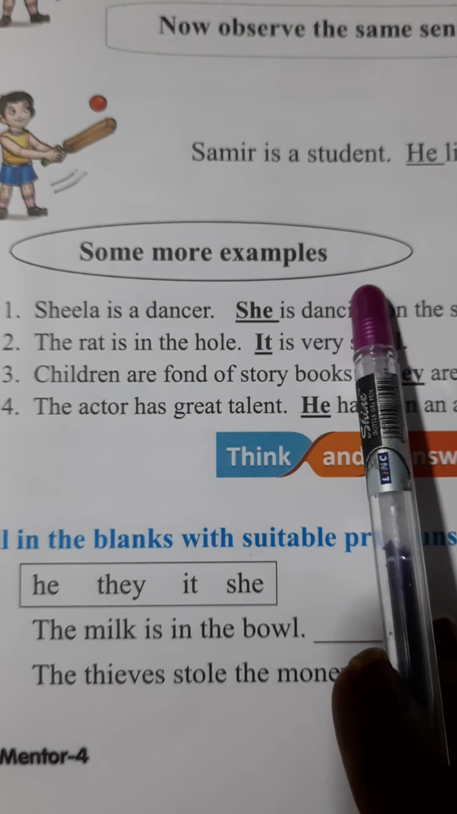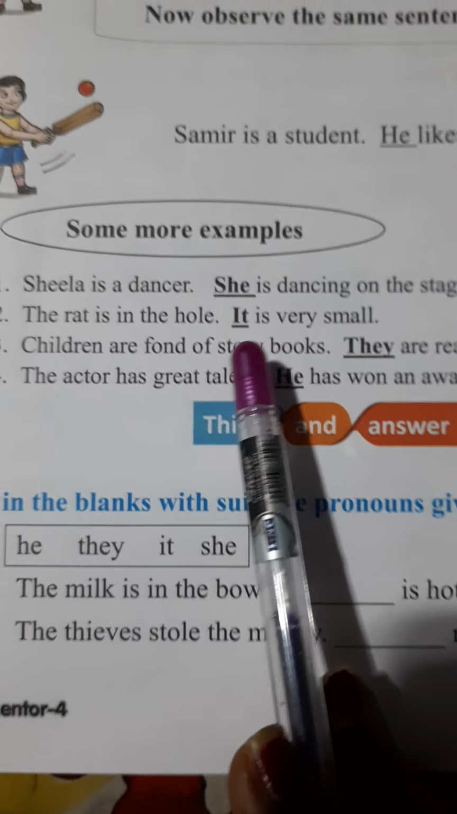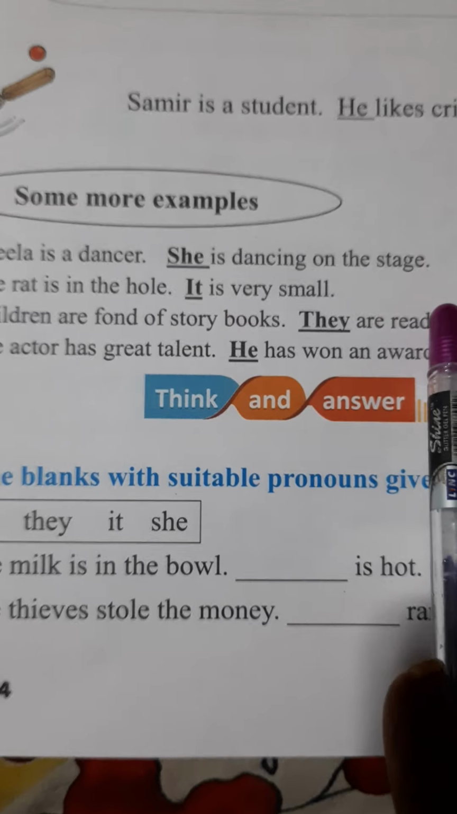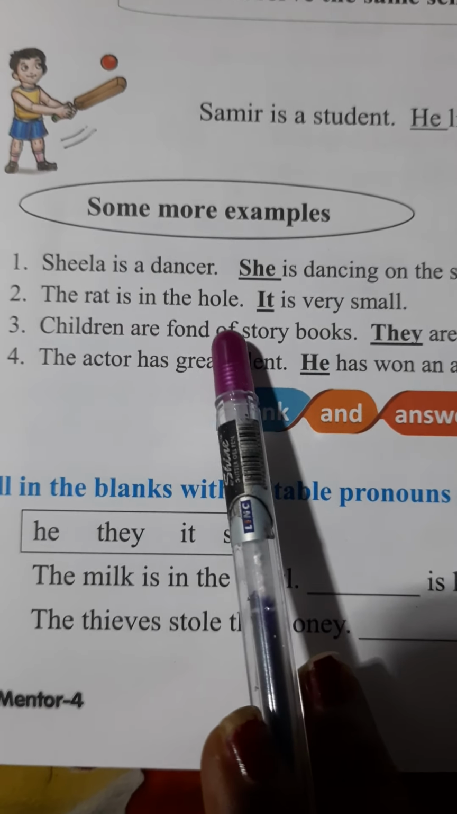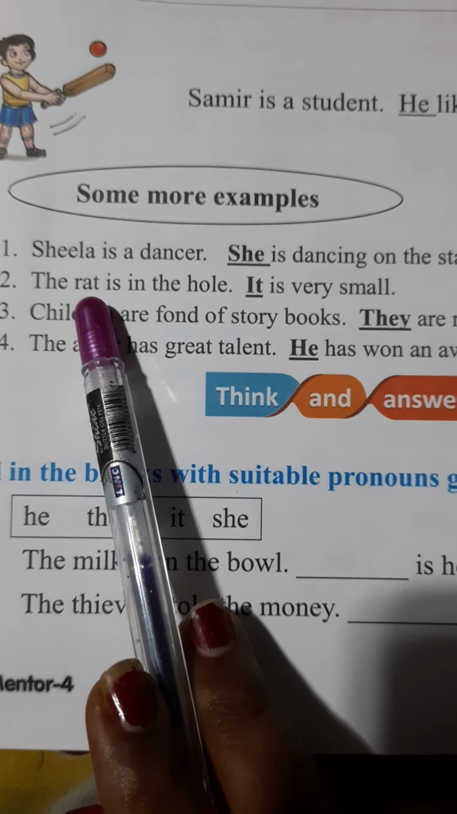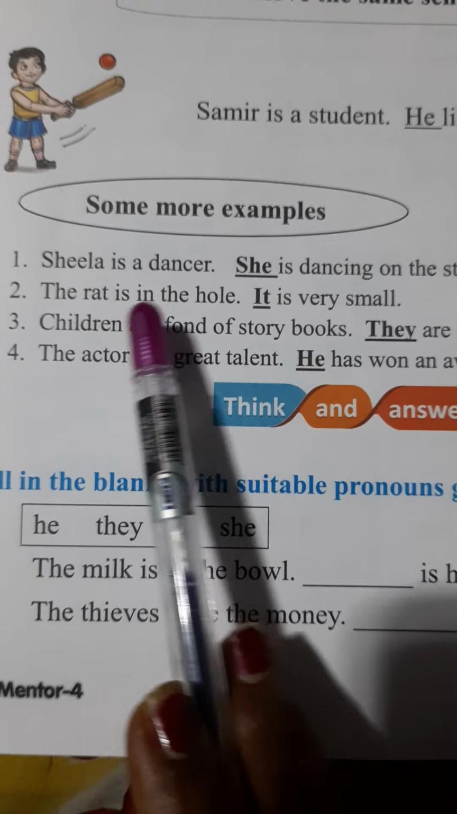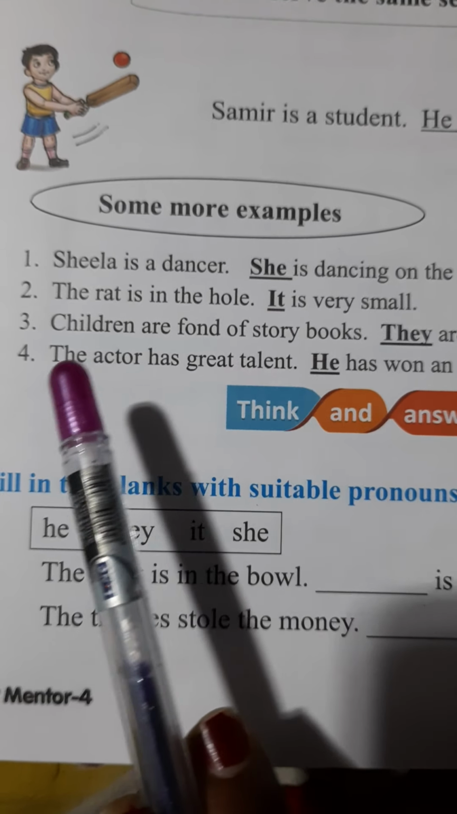Some more examples of pronouns: Sheila is a dancer. Sheila is a girl. She is dancing on the stage. So she is used in place of Sheila. The rat is in the hole. It is very small. It is used in place of rat. Rat is an animal. Now, it is always used in place of animals and non-living things.